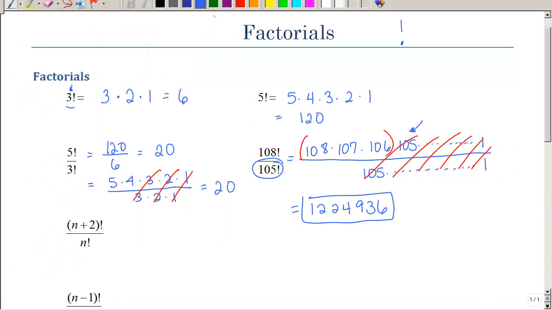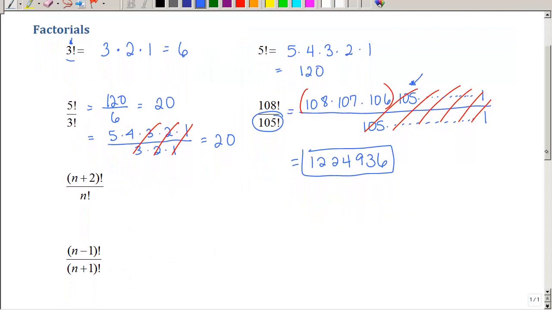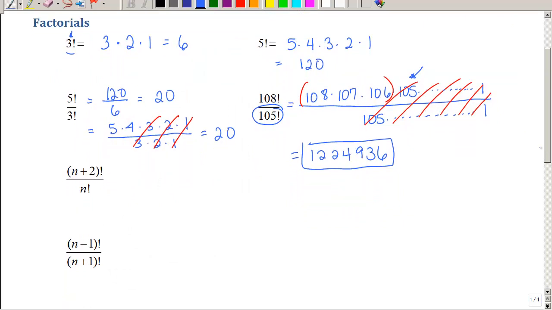But what if you don't have numbers? You have letters. Well, you still need to know how to simplify. So we're going to take these last 2 examples and apply them to this. Which one is bigger, n plus 2 or n? Well, of course, n plus 2 is bigger.